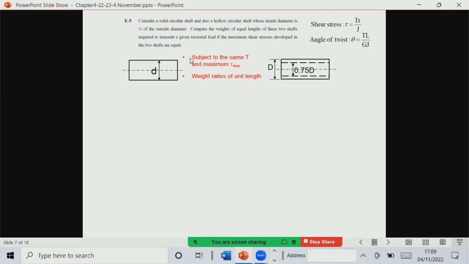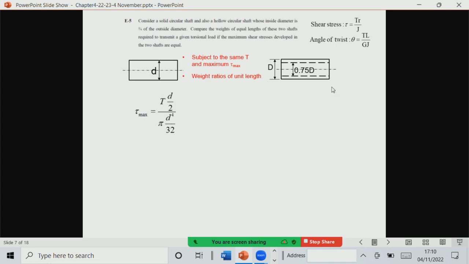expected to transmit the same torsional load, the same torque, and also they are subject to the same maximum shear stress. So what these two have in common, they don't have the same dimensions. The length is similar because you're expected to compare the weight per unit length of these two shafts, but they transmit the same amount of torque and they are subject to the same shear stress. So we're going to compare their weights.